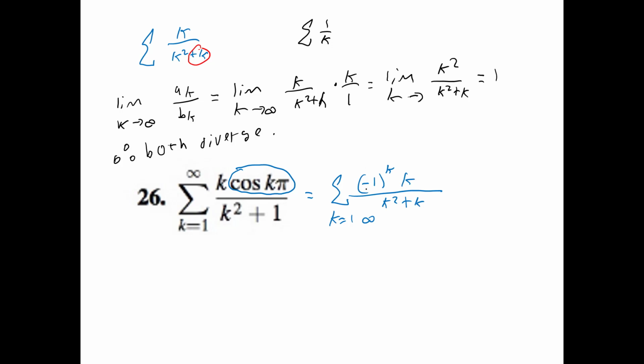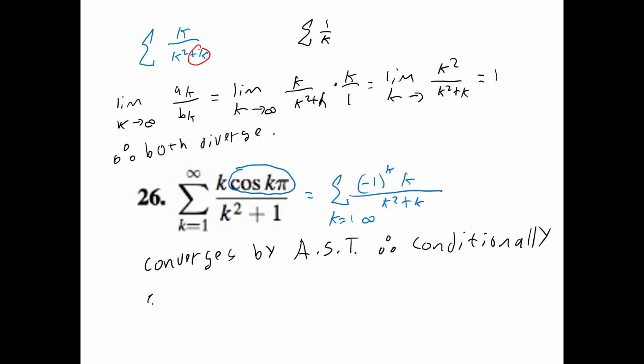So because it's alternating, this converges by the alternating series test, therefore conditionally convergent. Okay.